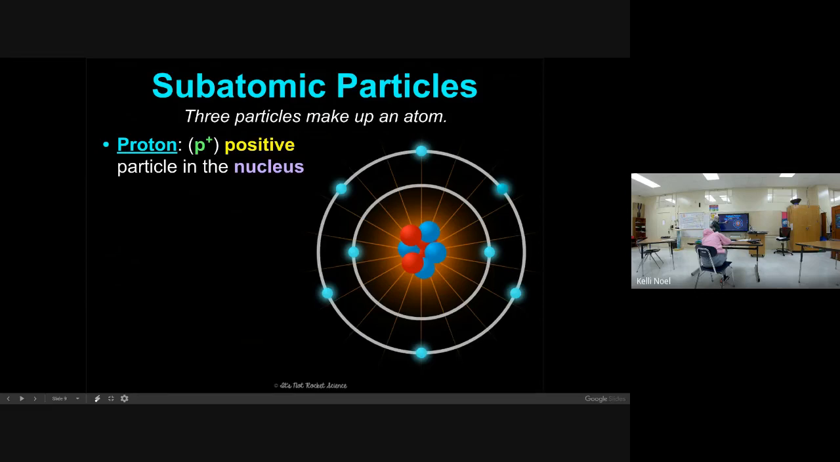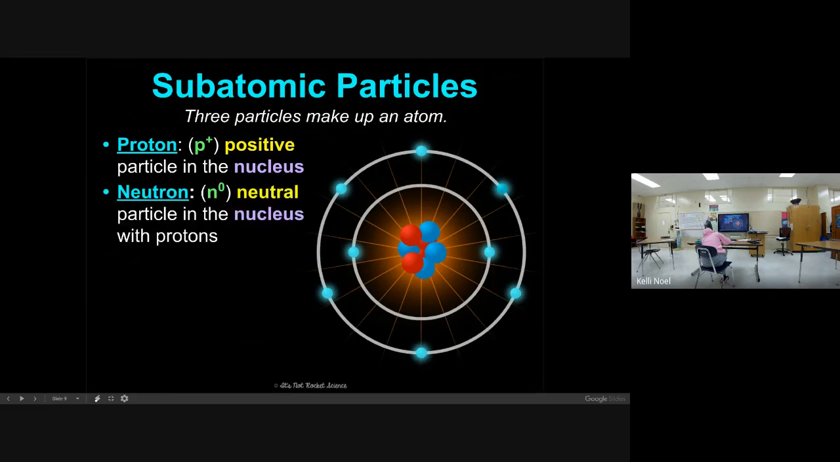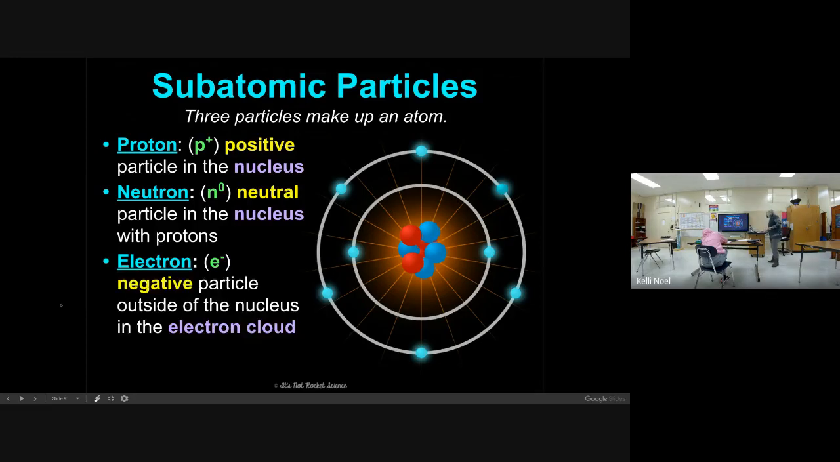particle in the nucleus. Neutron we usually represent with N with a 0 for a power. And that's the neutral particle. They live with the protons in the nucleus. And the electrons, this is how we usually abbreviate it, E with a minus sign. They're the negative part, and they're going to be outside the nucleus in the electron cloud.